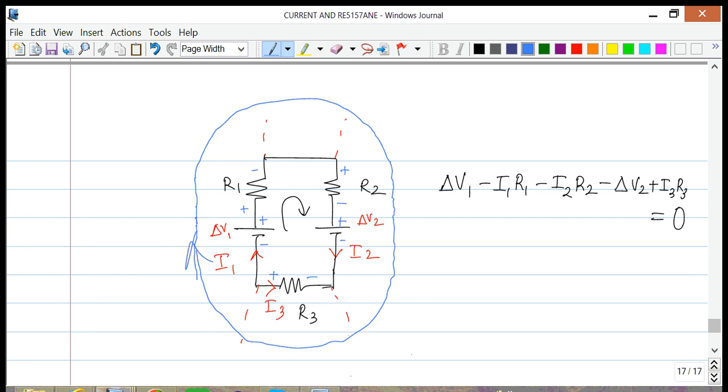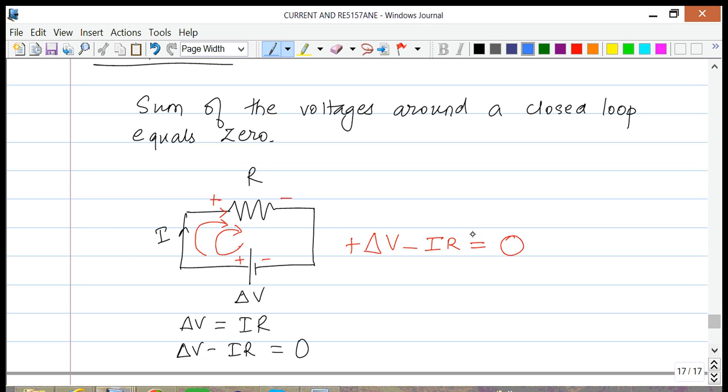Okay, so make sure you understand this, study this circuit and this circuit, and then everything should be good. In the next video we'll actually solve a problem where we'll apply Kirchhoff's laws.